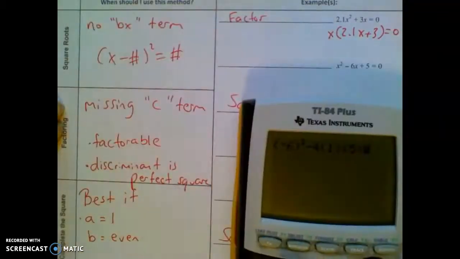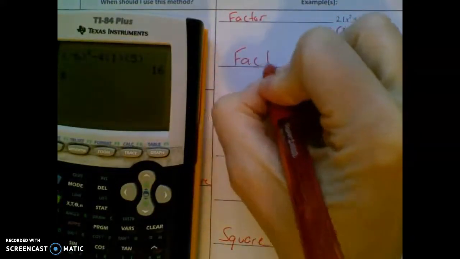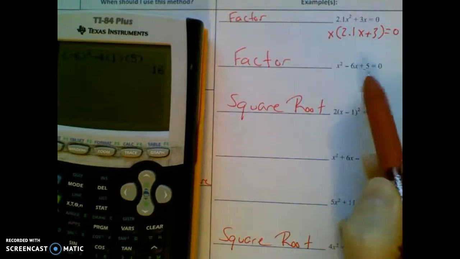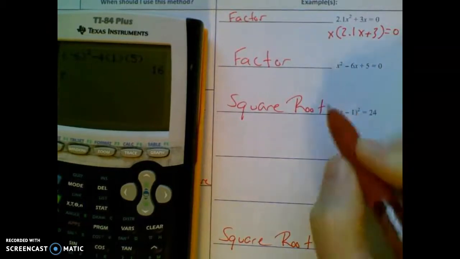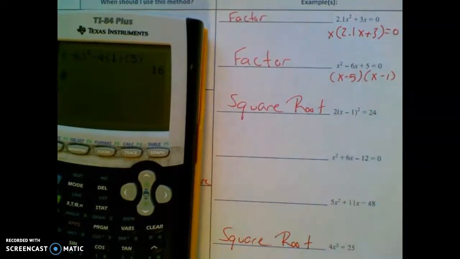So I'll put it right here. Maybe you can see that. So there it is. Boom, press enter. Oh, 16. 16 is a perfect square, so this guy is factorable. So for myself, I would choose to factor that. What multiplies to be 5 and adds to be -6? That'd be x minus 5, x minus 1, and I'm done. So that guy would be pretty easily factorable.